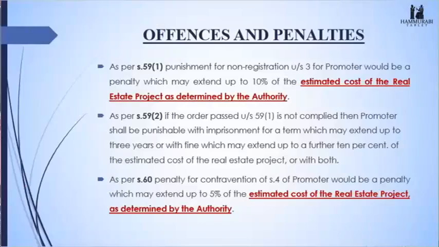Now we will proceed to see what are the offences and penalties which are being prescribed in this particular act. Till now we have seen the registration process, the rights, duties, obligations, the authority, the appellate authority. Now we will turn to the offences and penalties which are prescribed in RERA. They start from section 59. Now 59(1) is an offence when there is a non-registration of a promoter under section 3, and in such case the penalty is 10% of the estimated cost of real estate project, as determined by the authority.